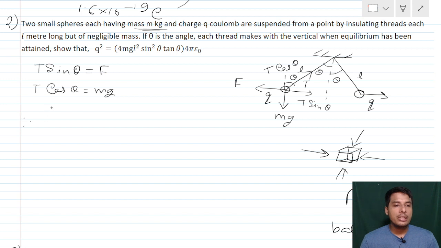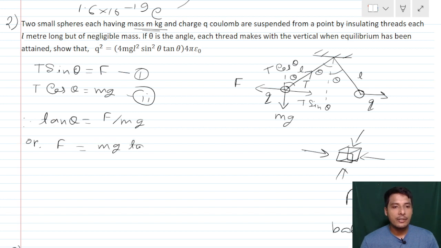Therefore, if I just divide equation 1 by equation 2, we have tan theta equal to F by mg, or we can write that F equal to mg tan theta, right? So what do we mean by F? F is the repulsive force between two charges.